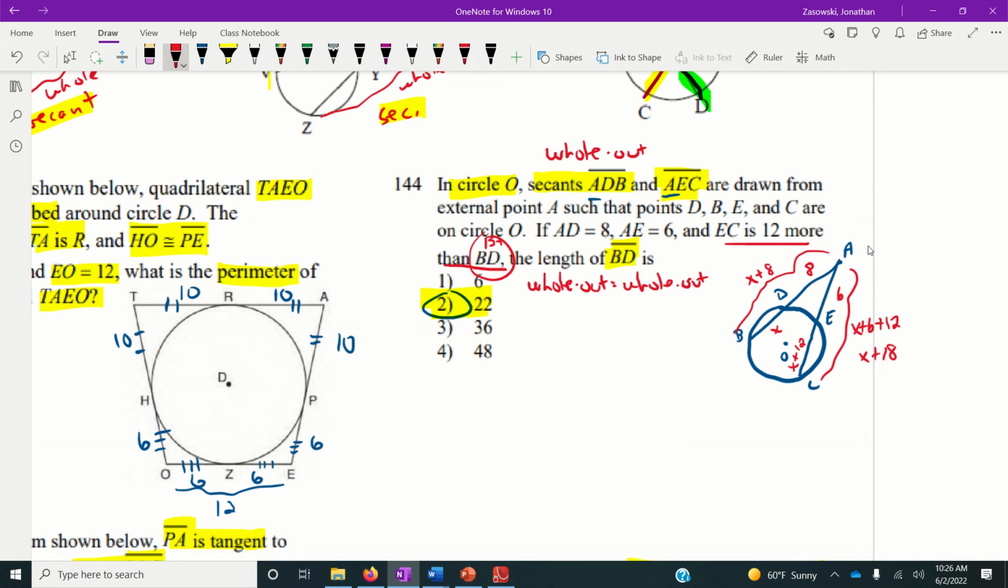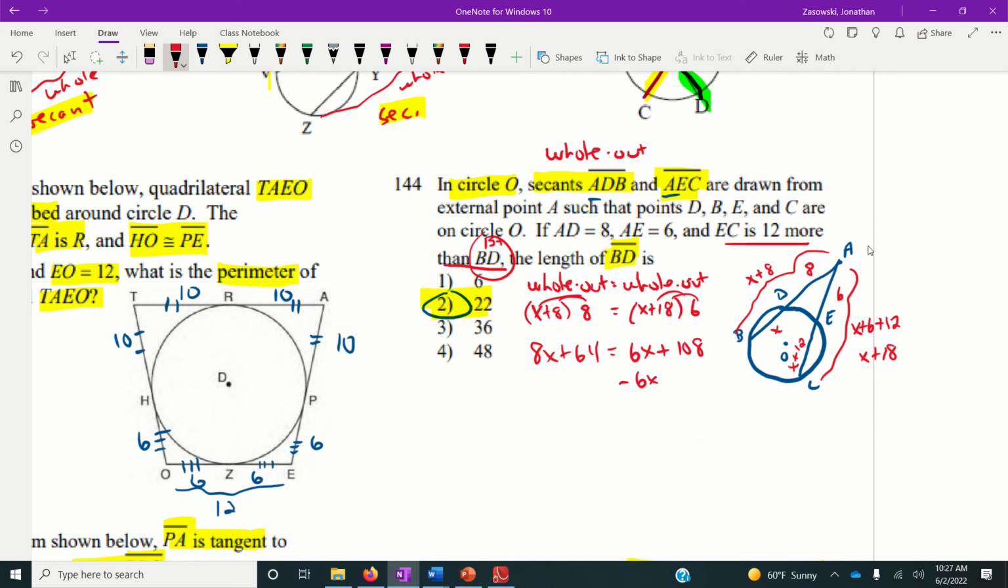So the whole line on the top is x plus 8 times the outside piece, which is, sorry, not x, the outside piece is 8, is equal to the whole line on the bottom, which is x plus 18, and the outside piece is 6. So we're just going to distribute through to solve. So 8x plus 64 is equal to 6x plus, and then 6 times 18 is 108.